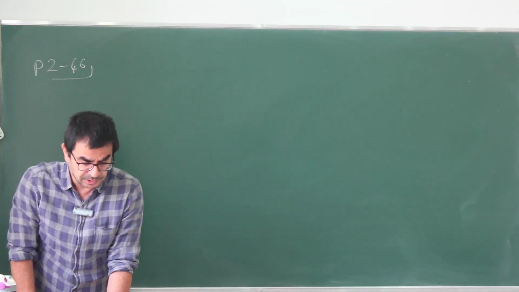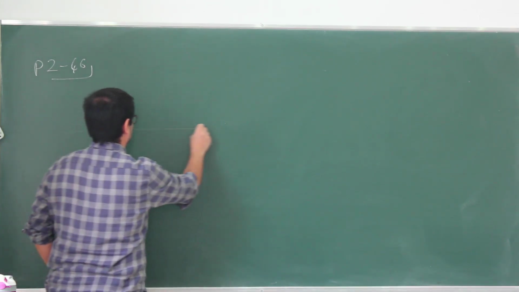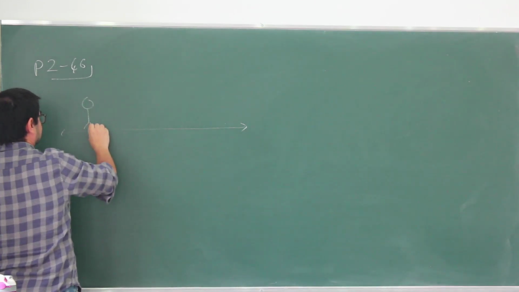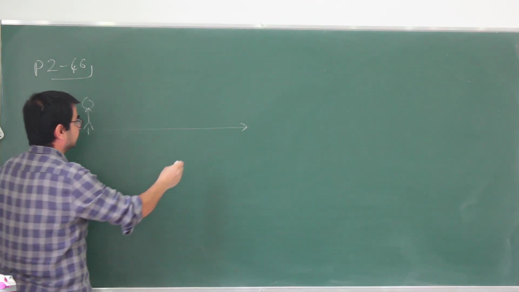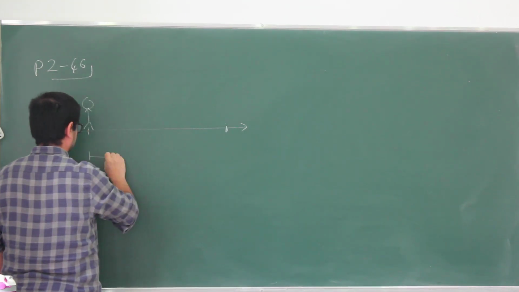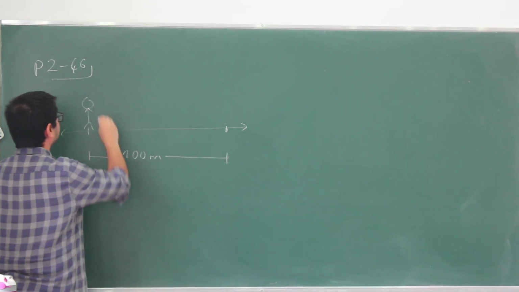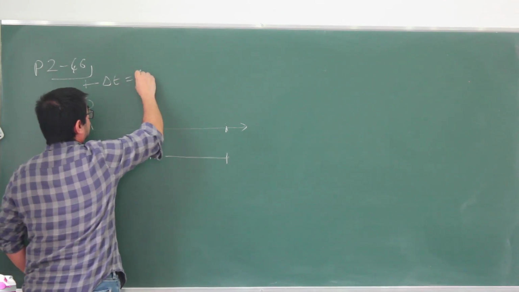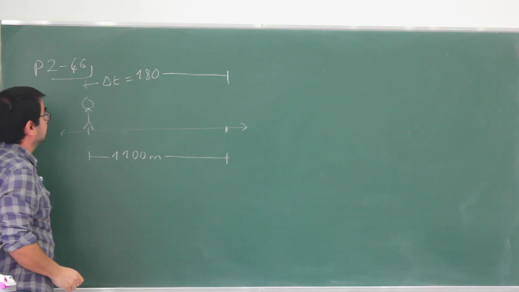desired time? Okay, so we have a runner. Let's draw something simple. The runner is here. This is where we are after running 27 minutes. And we have still 1100 meters to go. And we want to do this in some delta t of 180 seconds. This is what we're going to do.